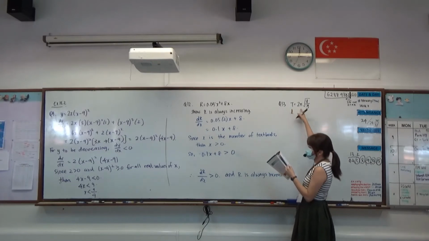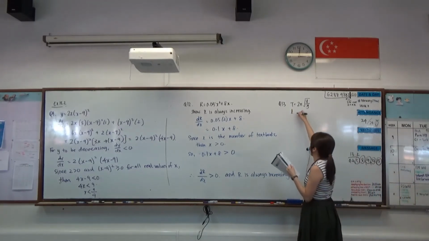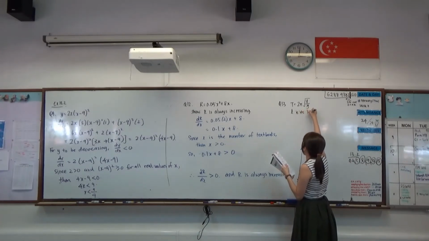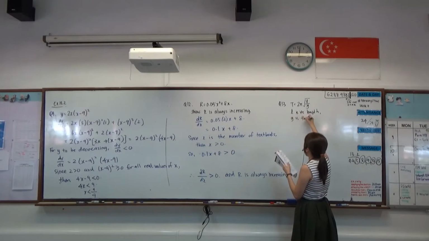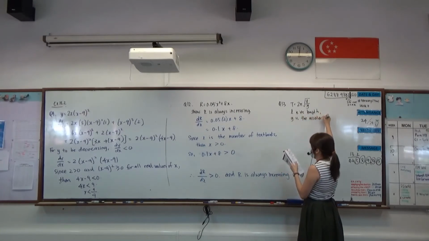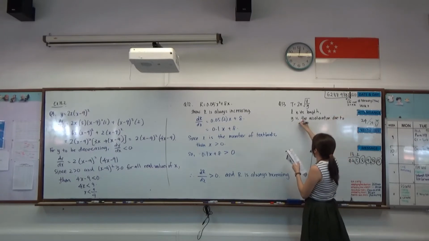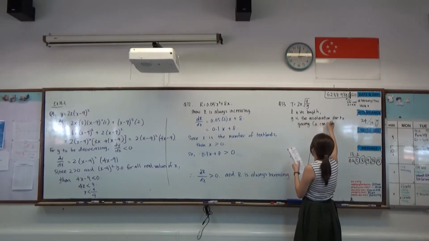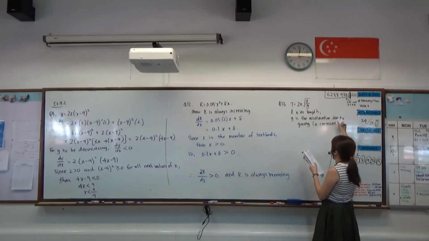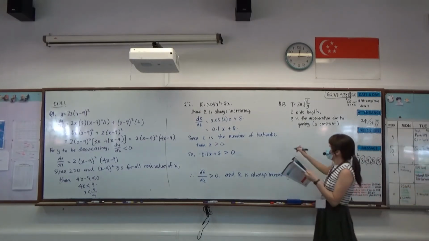Okay, the question gave you the period T of a pendulum where L is its length, and they said that g is the acceleration due to gravity. But more importantly, the question says that g is a constant. That means that g is a fixed number, it doesn't change. Okay? We want to find dT over dL.